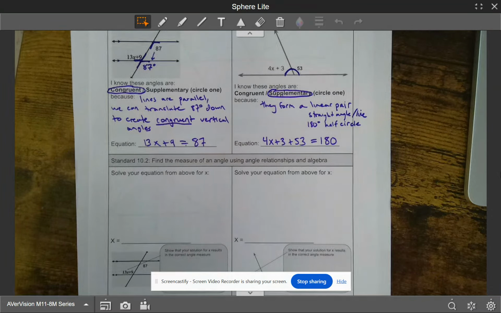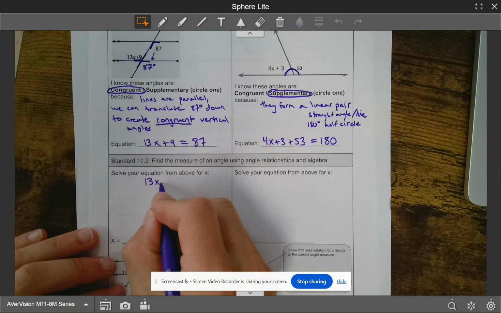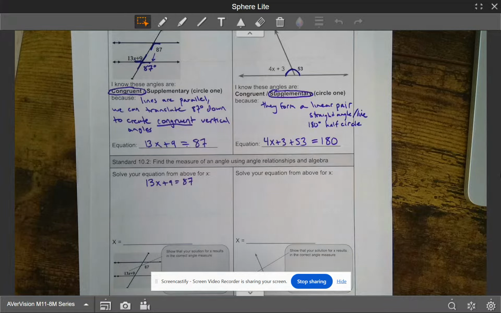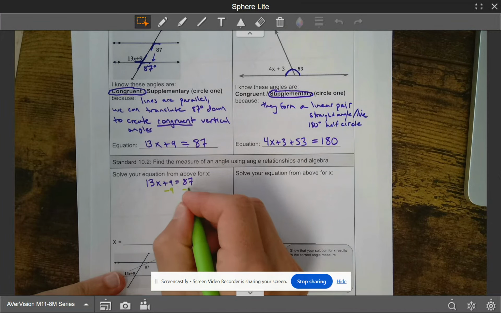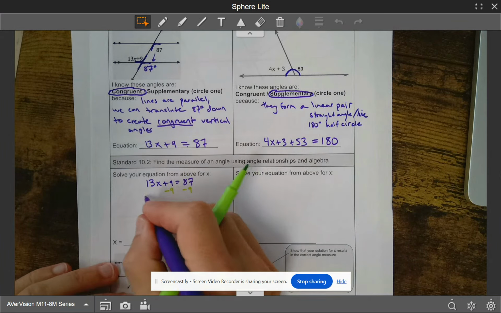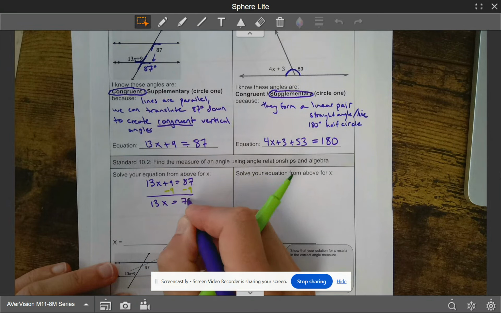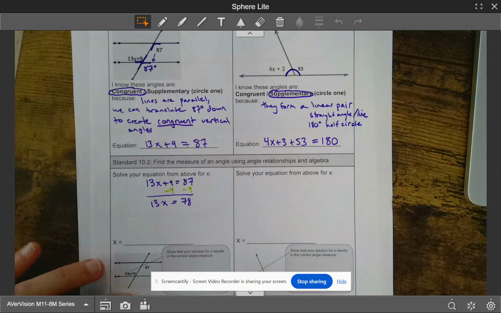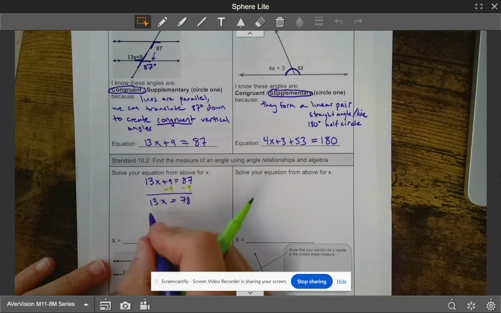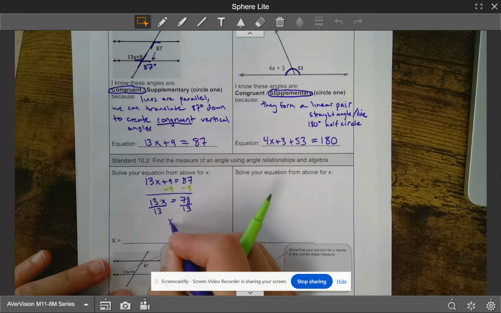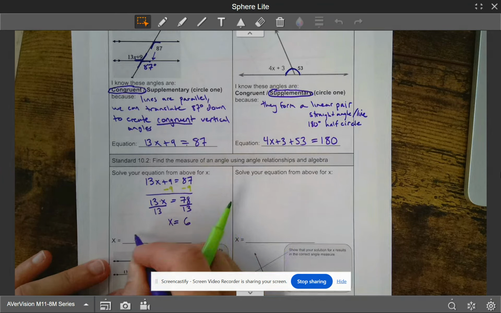Solve your equation from above for x. So I'm going to rewrite it right here. 13x plus 9 equals 87. Now, first step, let's take away 9 cubes from each side. Whatever I do to one side, I have to do to the other. So 13x equals 78. Now, this is 13 times x. 13 bags equals 78 cubes. How many cubes are in each bag? Divide by 13 to find that x equals 6.